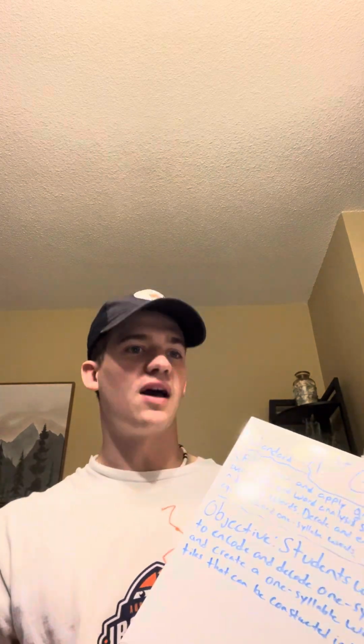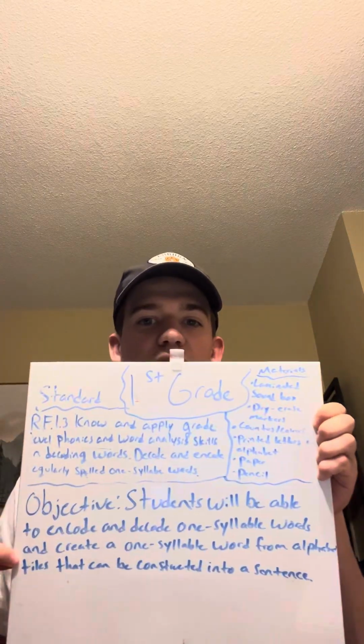Right, and then we have our lesson objective, which will be right here on the board. So I created that students will be able to encode and decode one syllable words and create a one syllable word from alphabet tiles that can be constructed into a sentence. So what that basically means is that we will learn letter to sound relationships and put them together to spell and write out letters. And then just a few materials that we're going to need today, which says it up there on the board. So you guys will be using a laminated sound box, dry erase markers, counters, such like covers, printed letters of the alphabet, a piece of paper, and a pencil.